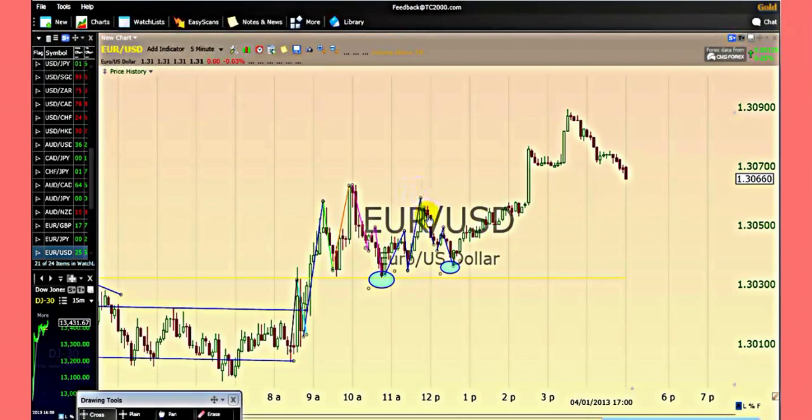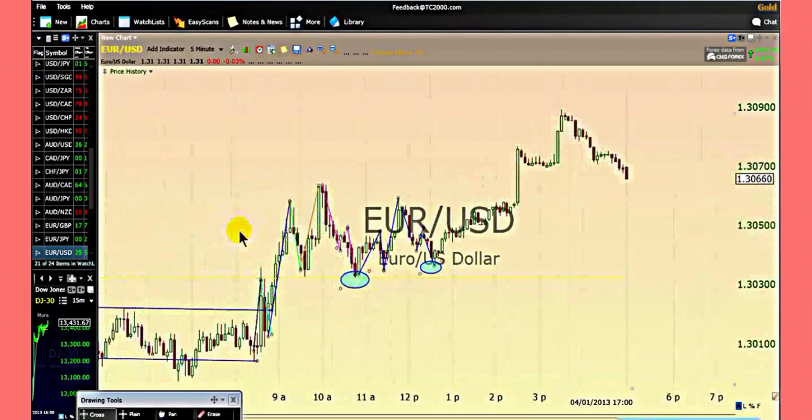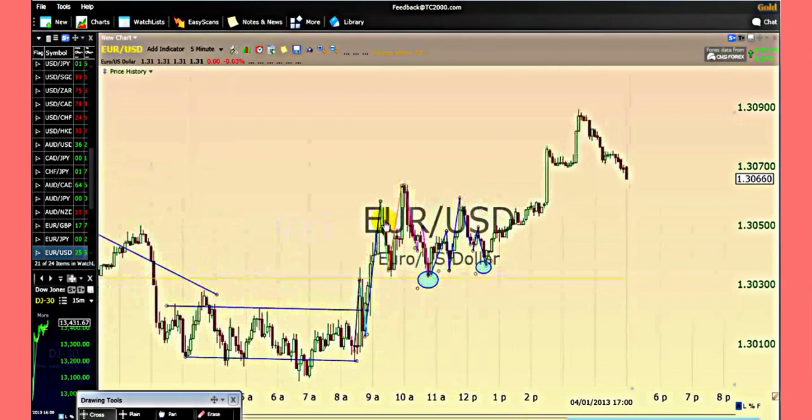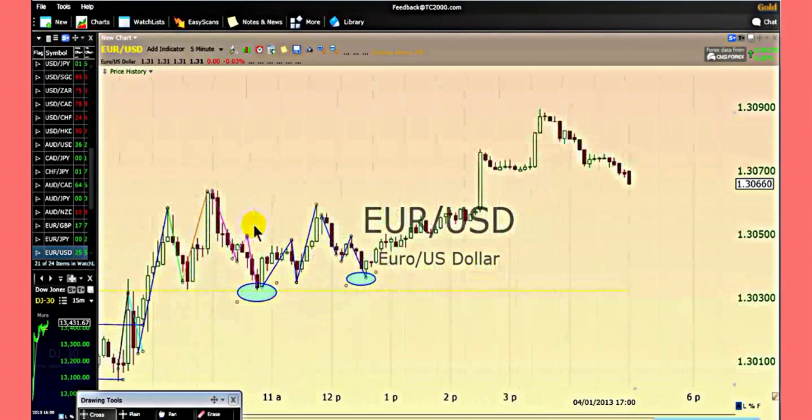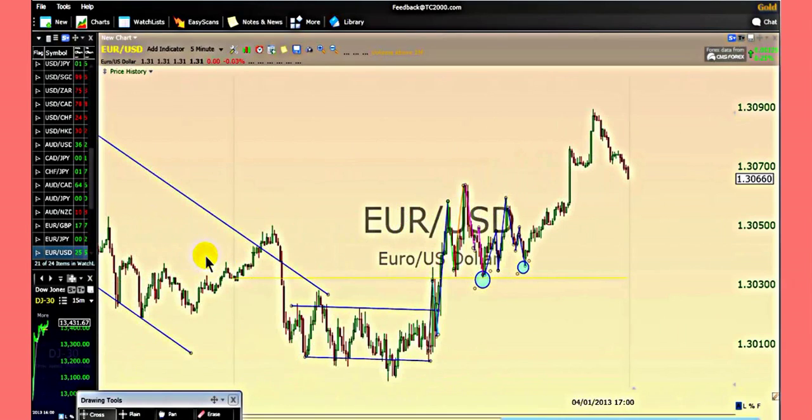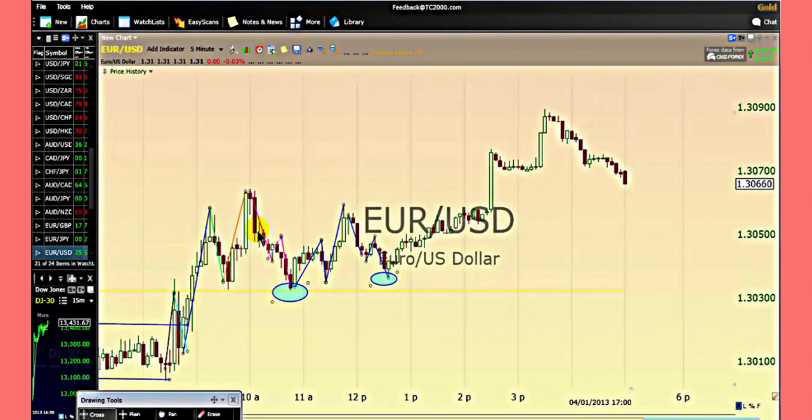I'm going to talk about a flat correction. A flat correction is composed of ABC, ABC, and 1, 2, 3, 4, 5. Now, on this chart, you can see that after the 5 wave, the correction has started, okay? We see here the pink line. Pay attention carefully. Let's make it big so you can see what I'm talking about. We want to see the pink line now, all right?